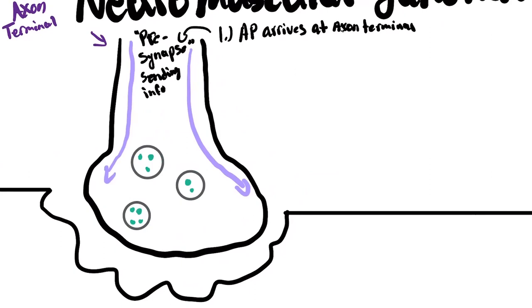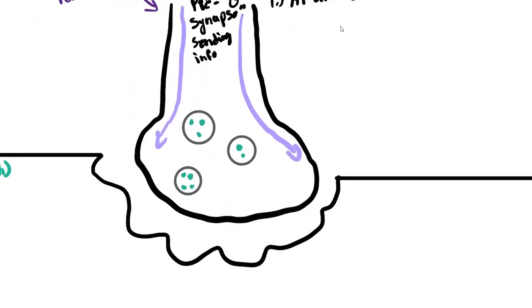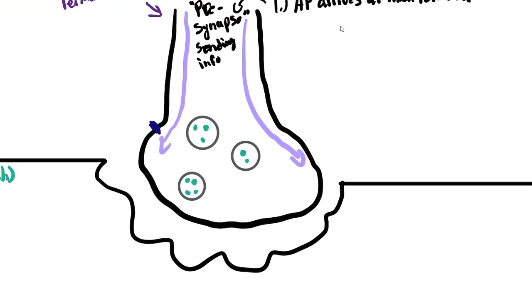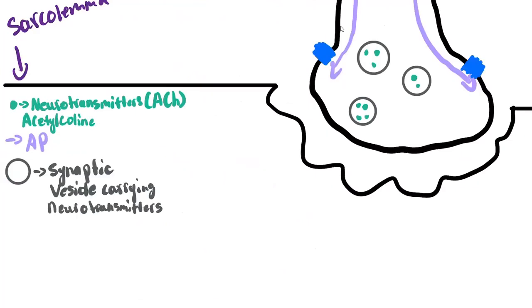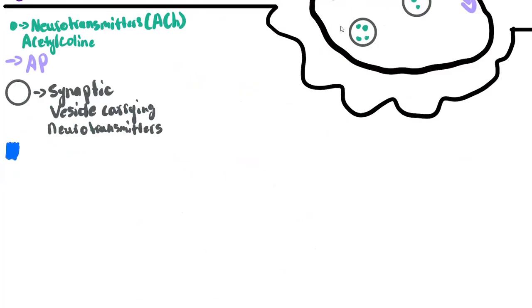So, continuing. The brighter color. And this right here is going to be the voltage gated calcium channels.